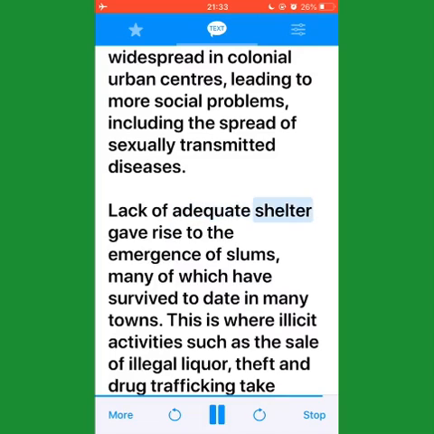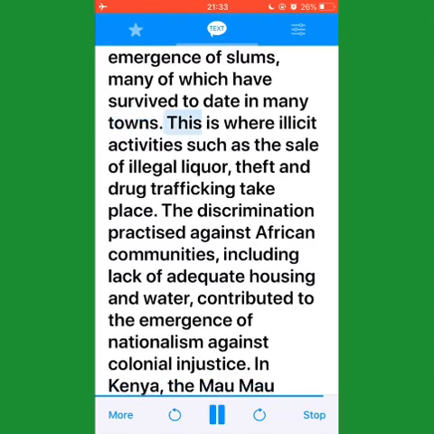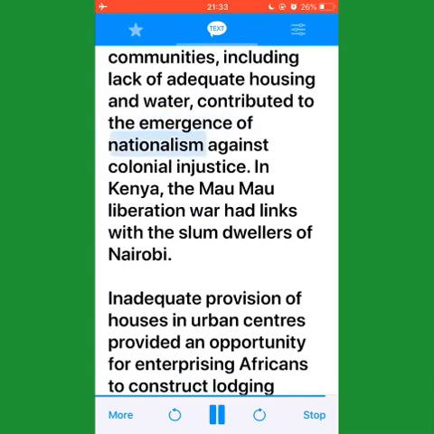Lack of adequate shelter gave rise to the emergence of slums, many of which have survived to date in many towns. This is where illicit activities such as the sale of illegal liquor, theft, and drug trafficking take place. The discrimination practiced against African communities, including lack of adequate housing and water, contributed to the emergence of nationalism against colonial injustice. In Kenya, the Mau Mau Liberation War had links with the slum dwellers of Nairobi.